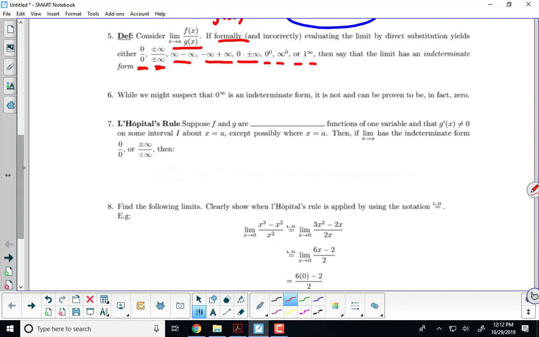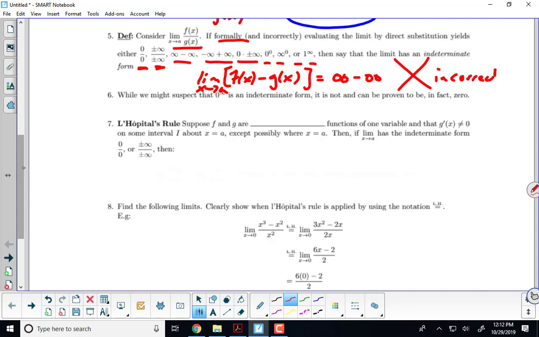In all of these cases, you are not allowed to write out those expressions. So for example, you could never write that the limit as x approaches a of f of x minus g of x is infinity minus infinity. This would be incorrect, because that's an indeterminate form.